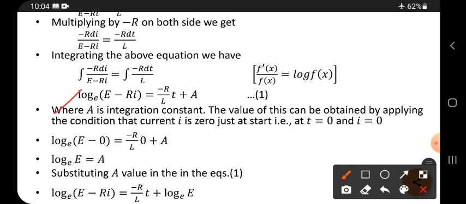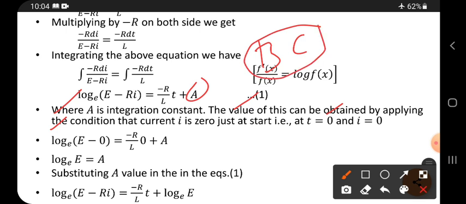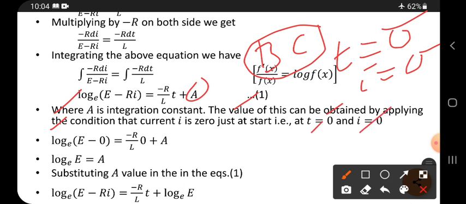Where is the integration constant? The value of this can be obtained by applying the condition that current I is 0 at the start. If you want to get the A value, we have to apply the boundary condition, or beginning condition. At the beginning, suppose the time has not started, then current also cannot start. So at time 0, current is also 0.